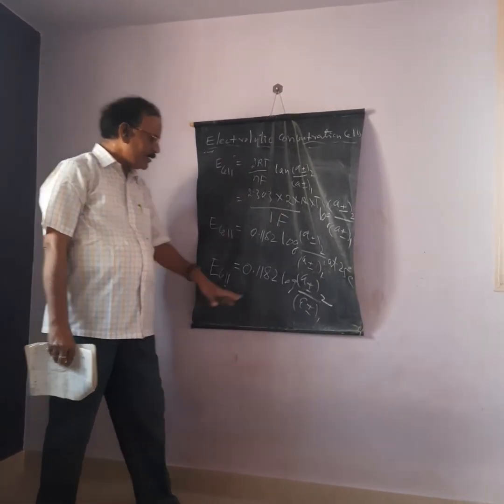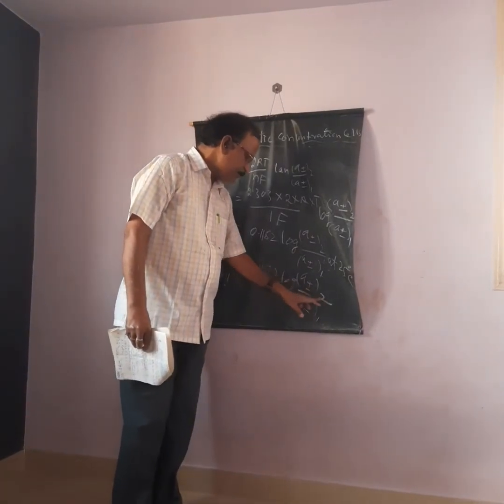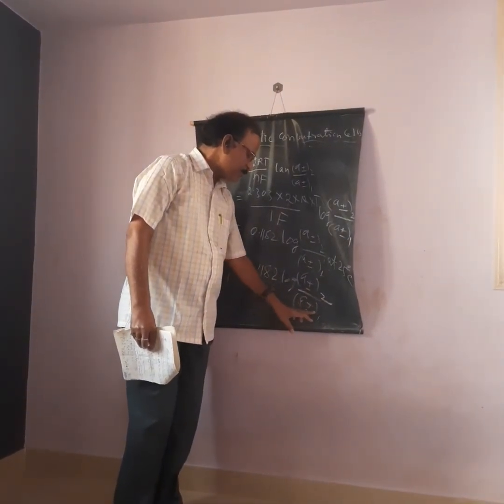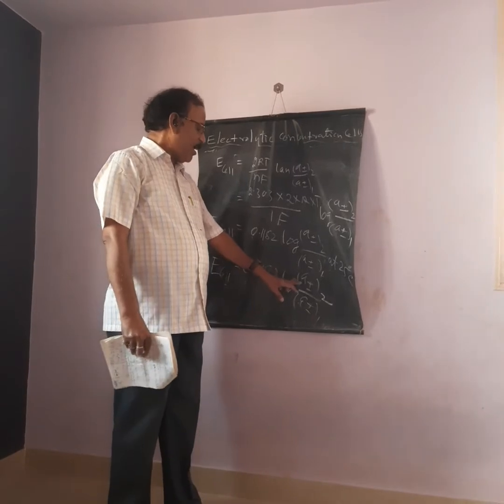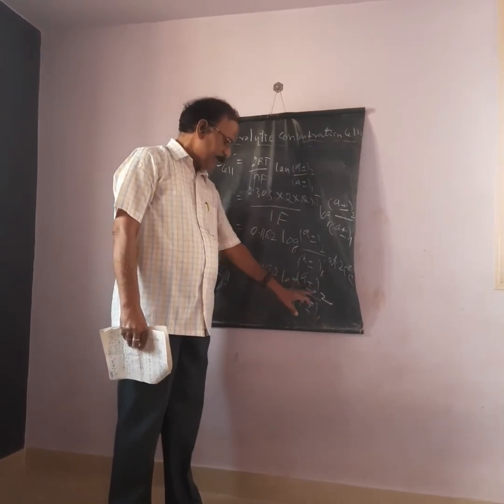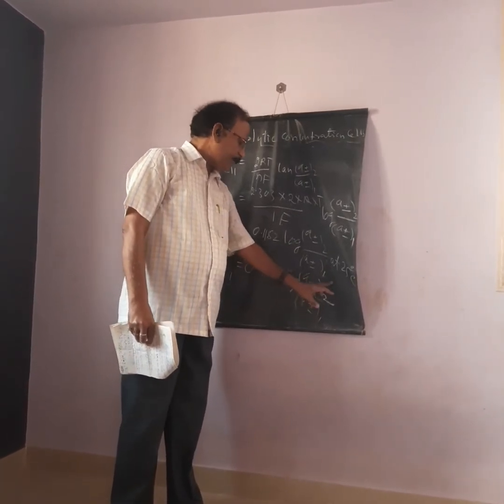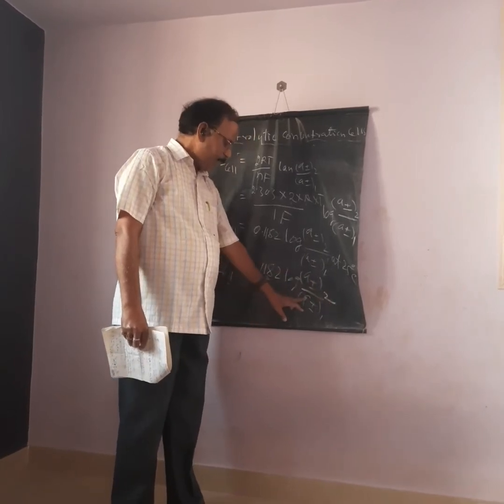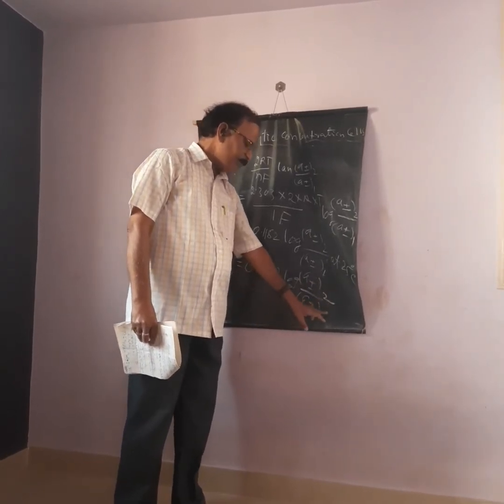You can also write A plus or minus 2 divided by A plus or minus 1 in terms of gamma plus or minus 2 into M2, and gamma plus or minus 1 into M1.